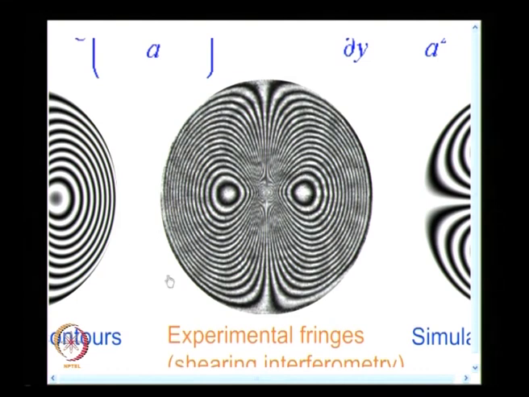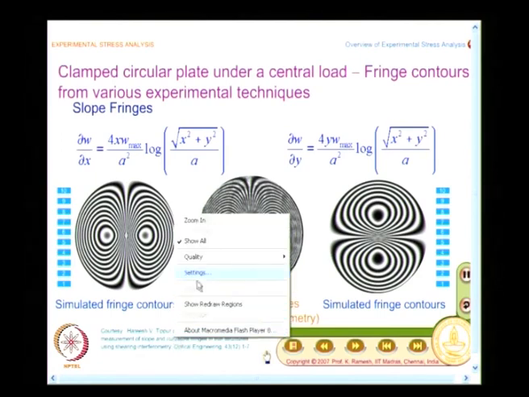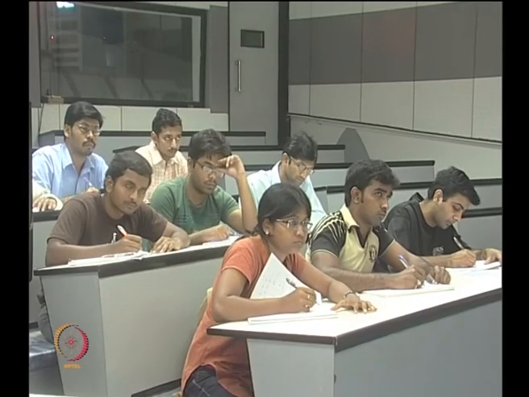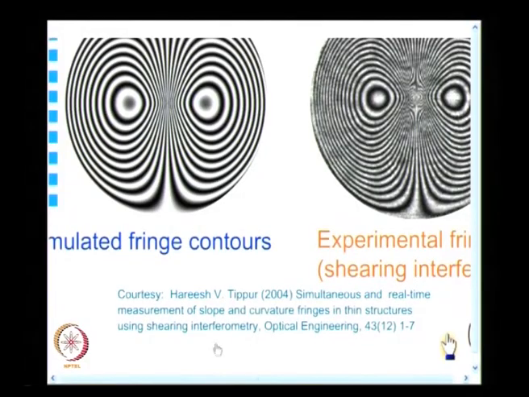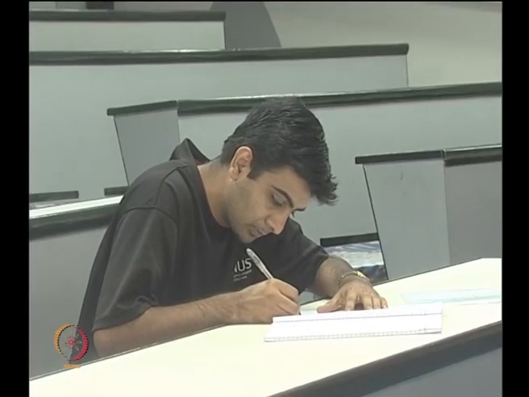This is how you see it in the experiment, and this is from the work of Professor Harish Tippur. He is a best friend of mine, and this has come in the Journal of Optical Engineering. You will get more details of these fringe patterns from this, and courtesy goes to Optical Engineering and the Society for Optical Engineers, SPIE, and you can note down this reference. You could look for more details of this fringe pattern, and this was a very recent work.